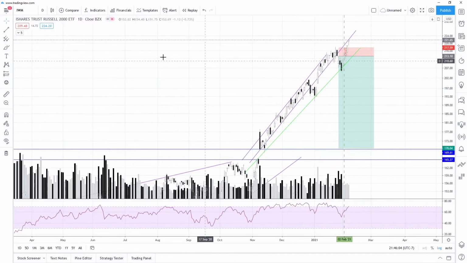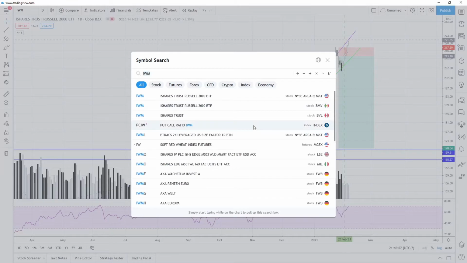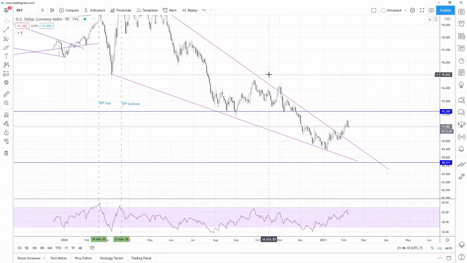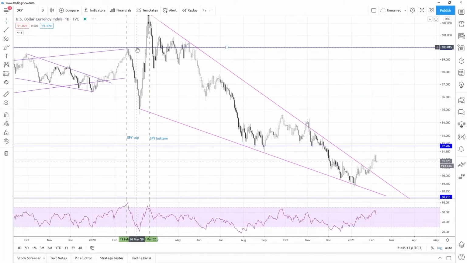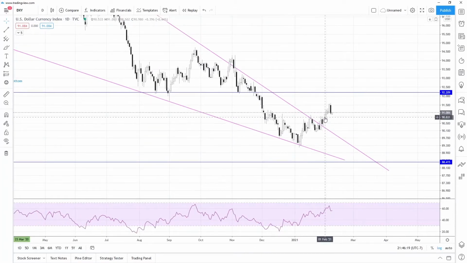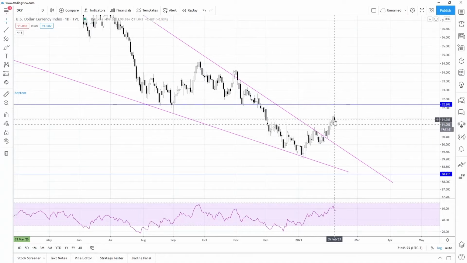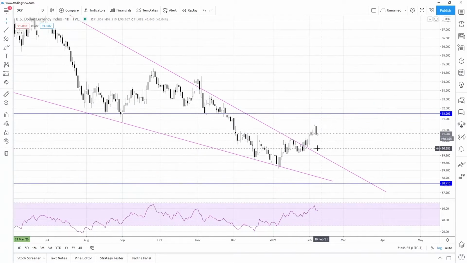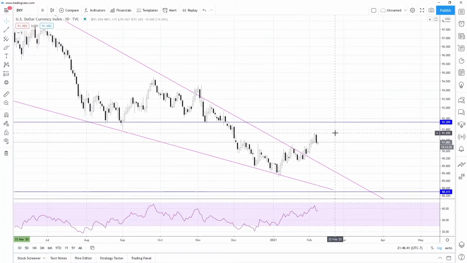Okay, so I guess the next thing I want to cover is the DXY and the IWM. Really, we were in this falling wedge on the DXY, and we broke above this falling wedge, and we had a down day in the DXY on Friday, but I think this was a short-term correction for an upward trend that, depending on how fast we move up, I think will ultimately take this to this 92.20 area.